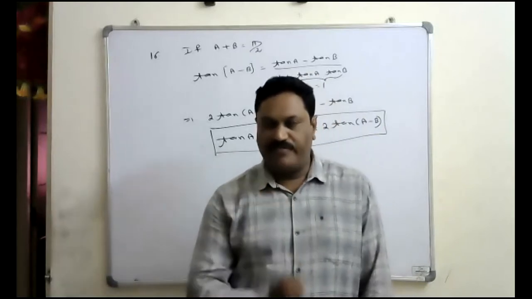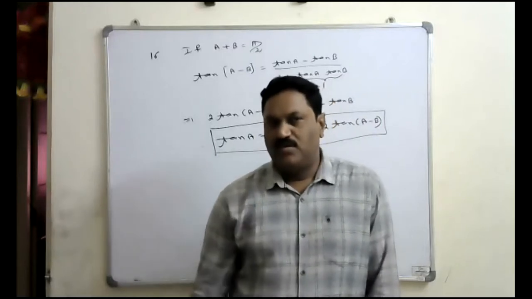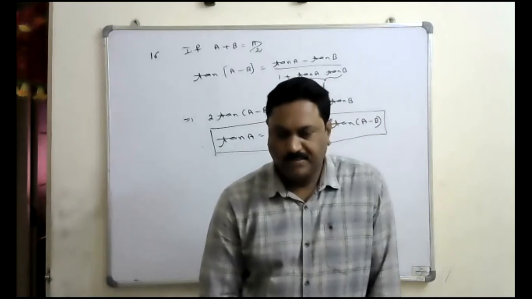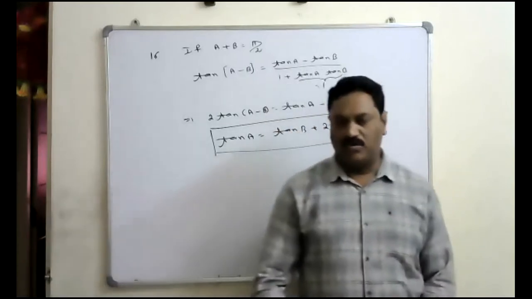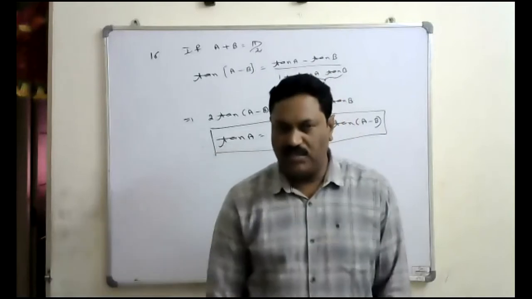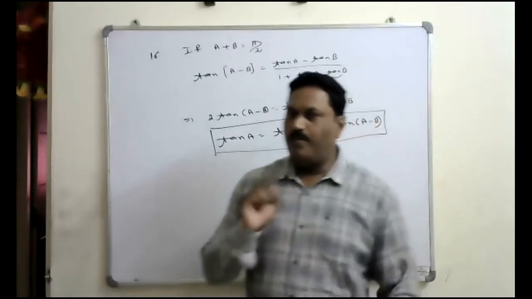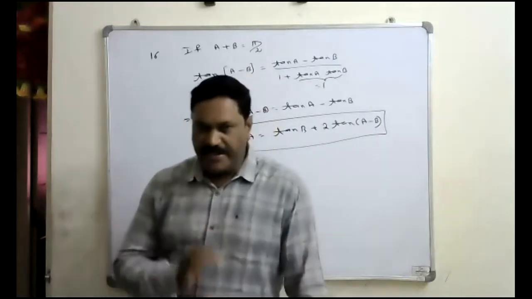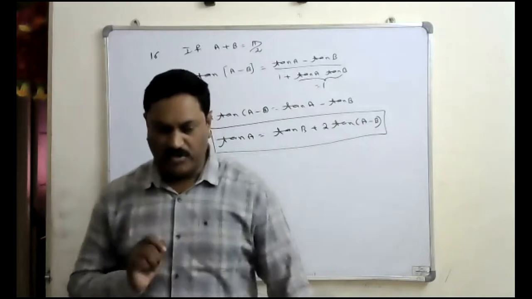What is the value of cot 15 degree? 2 plus root 3. What is the value of tan 22.5 degree? Root 2 minus 1. What is the value of cot 22.5 degree? Root 2 plus 1. That 22.5 degree in terms of radians, you can also write as pi by 8.